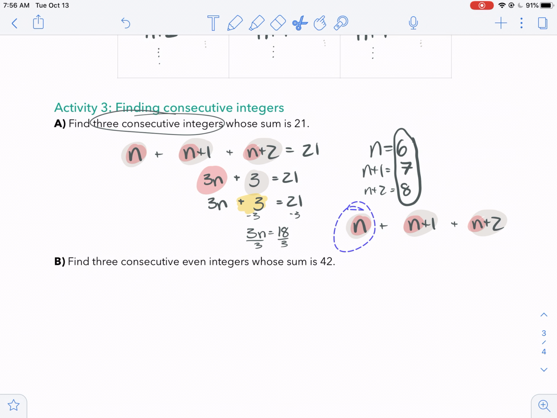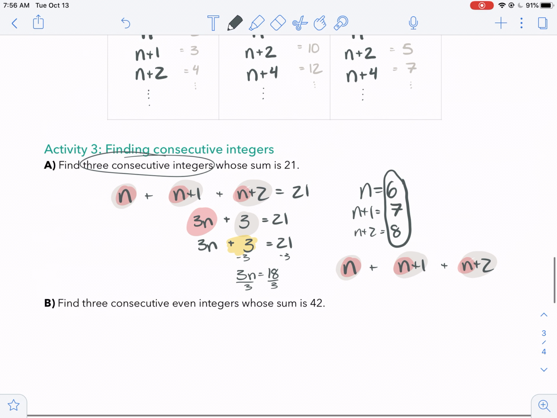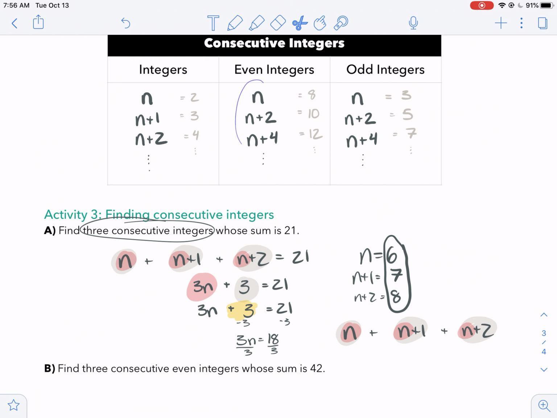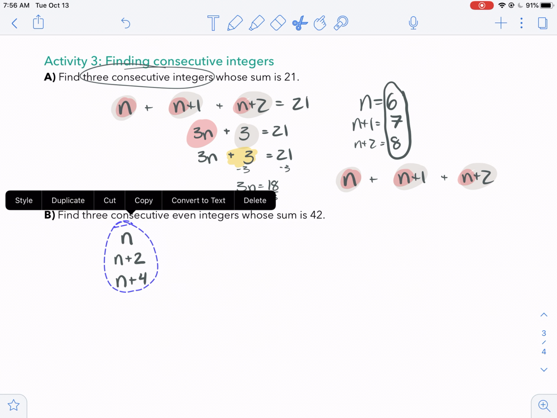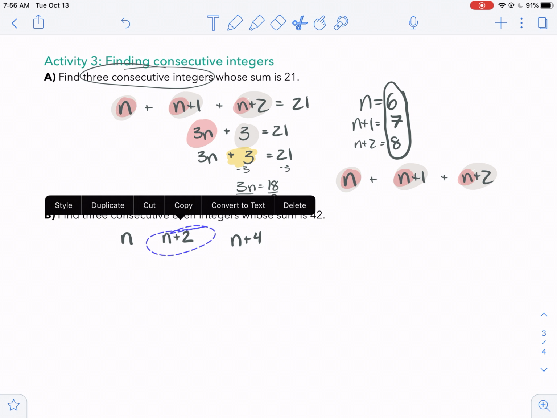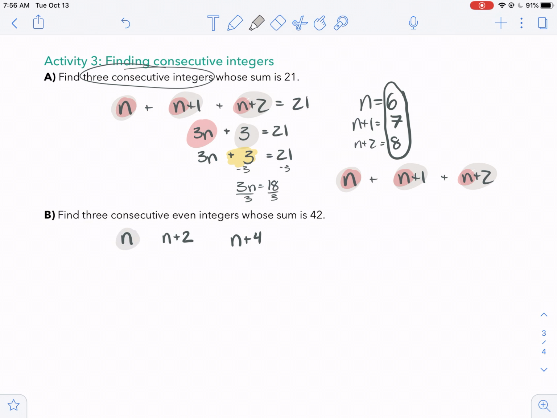Cool, right? Cool. Let's do it one more time. This time we want to find 3 consecutive even integers whose sum is 42. So to find even integers, instead of adding 1 and 2, we're going to add 2 and 4. So we have n plus n plus 2 plus n plus 4 equals 42.